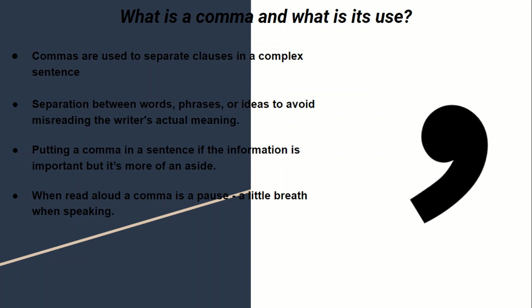The comma is a separation between words, phrases, or ideas to avoid misreading the writer's actual meaning. When read aloud, a comma is a pause, a little breath when speaking. Finally, we put a comma in a sentence if the information is important, but it's more of an aside.